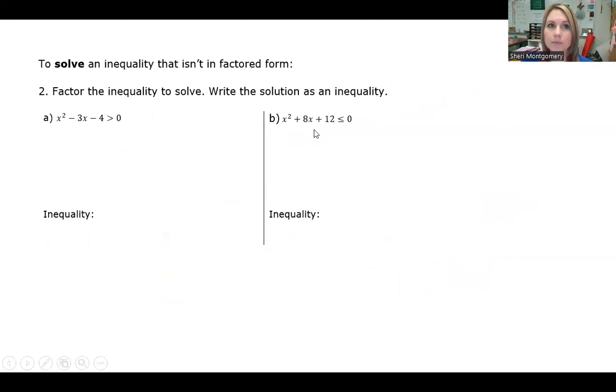The next two problems, we're going to do the exact same thing. We just have one extra step. This says to solve an inequality that isn't in factored form. Well, we just solved them and they were in factored form. So what do you think we need to do with something that isn't factored? Factor it. So we have to first factor, then we're going to set equal to 0 and solve. And then we'll do a number line.